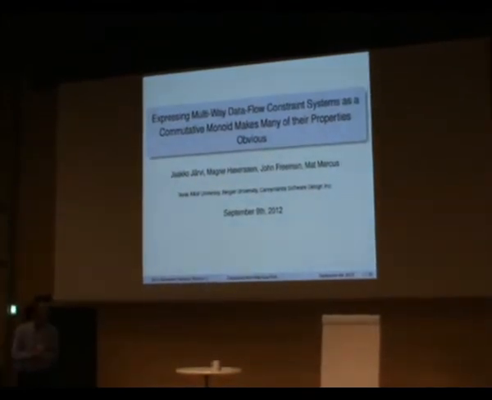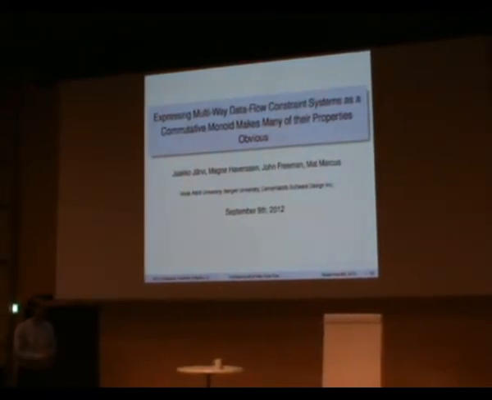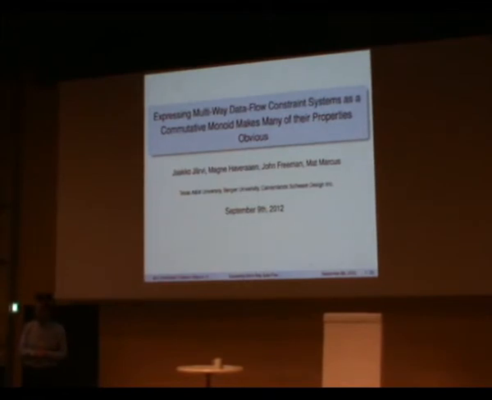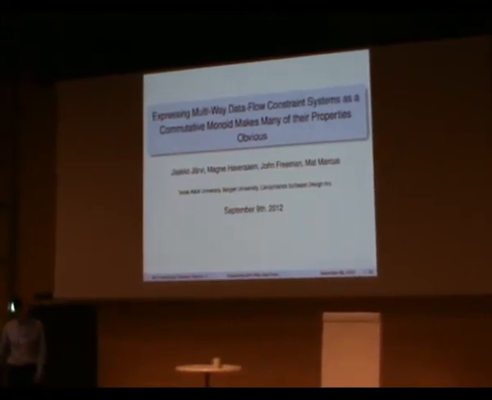There's the title, expressing monoid data for constraint systems as a community, one that makes many of the properties of it easier. Mane Hadarani is here as well, and John Freeman is included. Matt Michael's not yet, he's a collaborator.